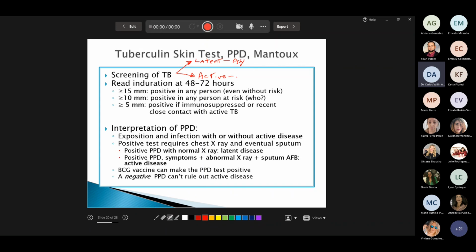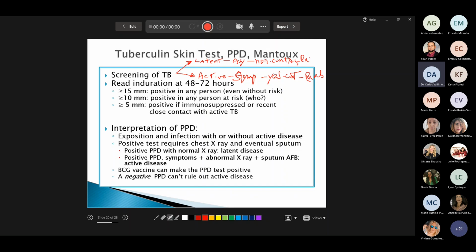If the bacteria is active, the person probably is symptomatic. If the bacteria is latent, the patient is non-contagious, so cannot pass tuberculosis. If the bacteria is active, the patient is contagious, okay? If the bacteria is latent, the lung X-ray is normal. If the bacteria is active, the X-ray is abnormal.